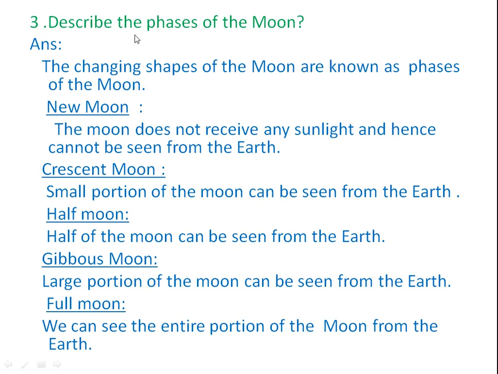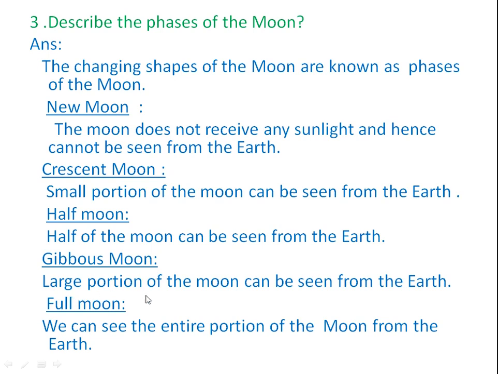See the third question. Describe the phases of the moon. See the answer here. The changing shapes of the moon are known as phases of the moon. New moon. The moon does not receive any sunlight and hence cannot be seen from the earth. This is the new moon. Crescent moon. A small portion of the moon can be seen from the earth. This is the crescent moon. Half moon. See here, half of the moon can be seen from the earth. This we call the half moon.